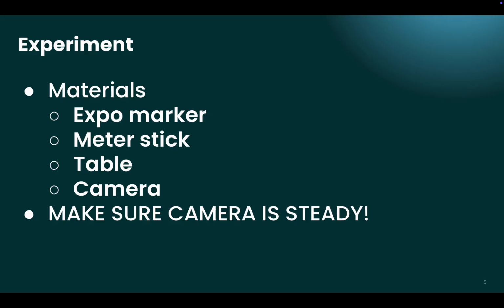Next, we have the experiment. The system was defined as the expo marker, and the surroundings include the table, meter stick, air, and earth. The materials used were an expo marker, a meter stick, a flat table, and a camera. The meter stick was placed in view to scale the video correctly. The camera was kept steady to avoid measurement error. The marker was given a single push and then allowed to move freely without continued contact.